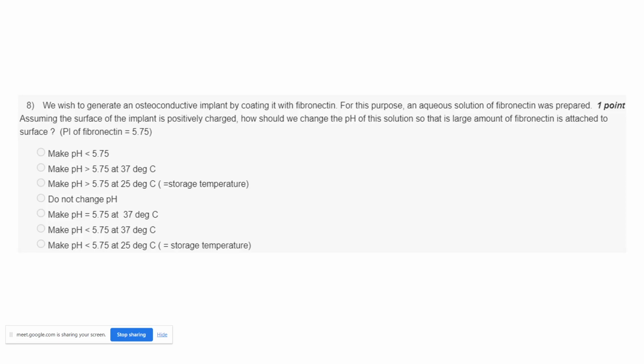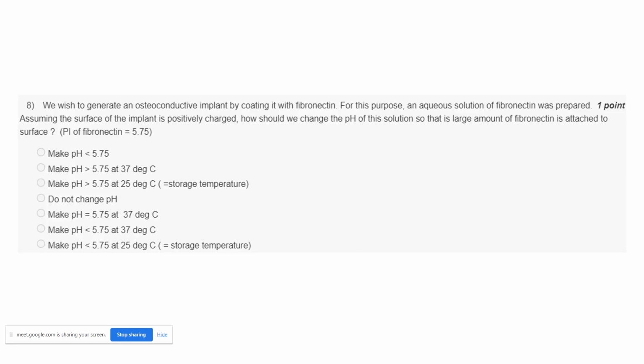Now the eighth question. We wish to generate an osteoconductive implant by coating it with fibronectin. For this purpose, an aqueous solution of fibronectin was prepared. Assuming the surface of the implant is positively charged, how should we change the pH of the solution so that a large amount of fibronectin is attached to the surface?